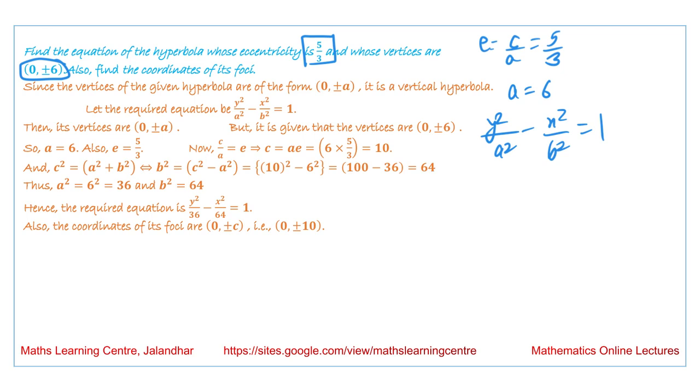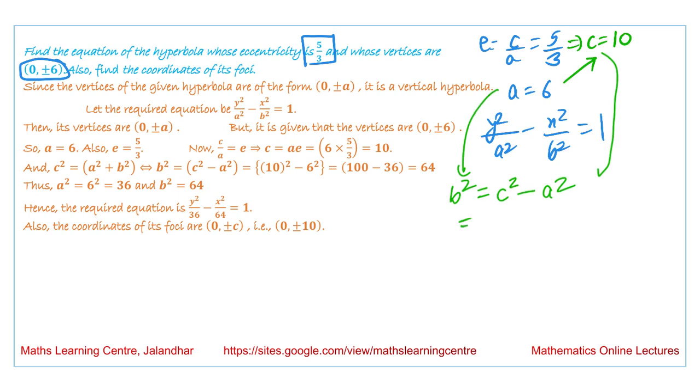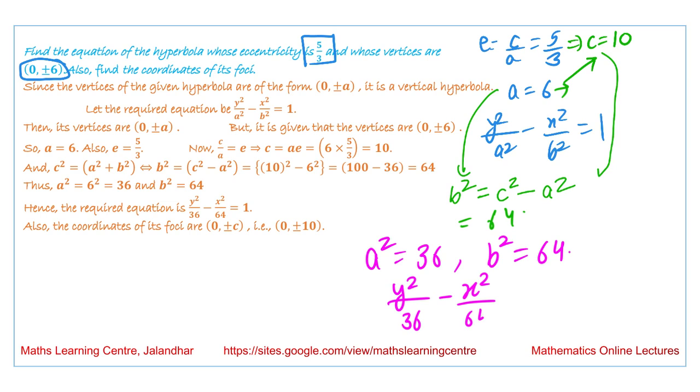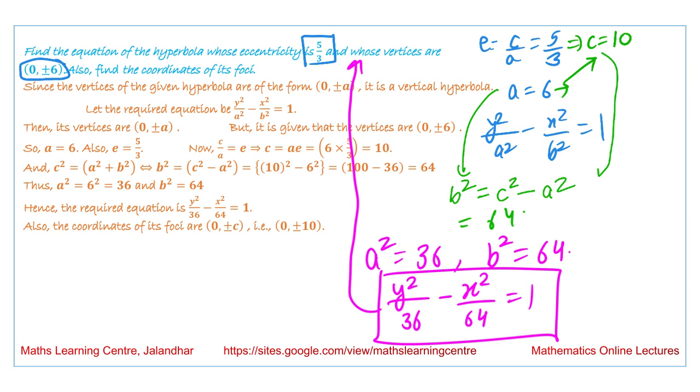Now we have to calculate the value of b. This implies the value of c is 10, since we have substituted the value of a over here. Using both these values we obtain b square is equal to c square minus a square, which is 100 minus 36, that is 64. The value of a square is 36 and the value of b square is 64. So the equation we obtain is y square over 36 minus x square over 64 is equal to 1. So this is the required equation of the hyperbola.